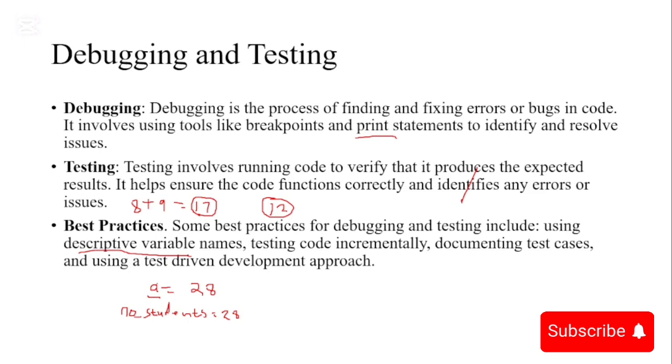Another thing is documenting the test cases. Remember we discussed testing. When you are testing your code, you need to at least document these tests, so that if you forget some issue somewhere, you can refer to that documentation. And then the last thing is using a test-driven development approach. So those are some of the key best practices that you need to know as a programmer.